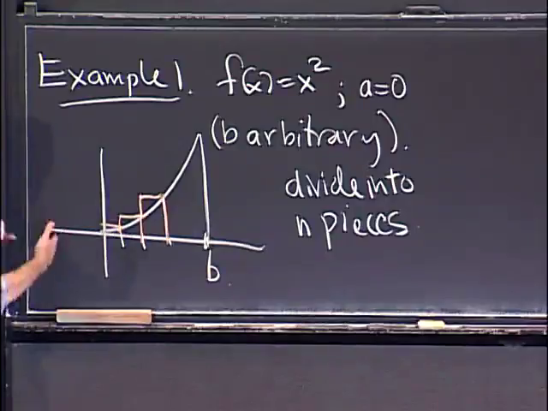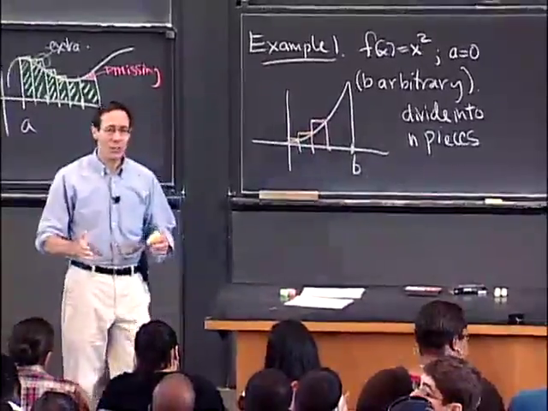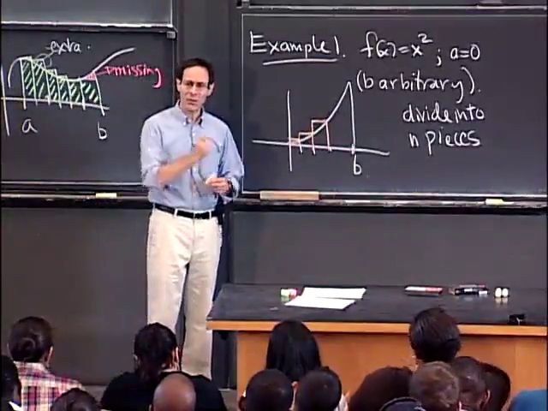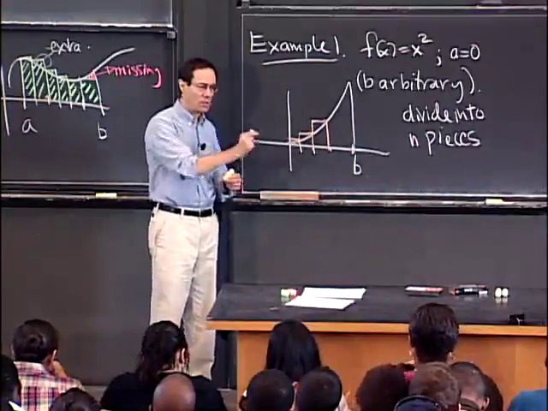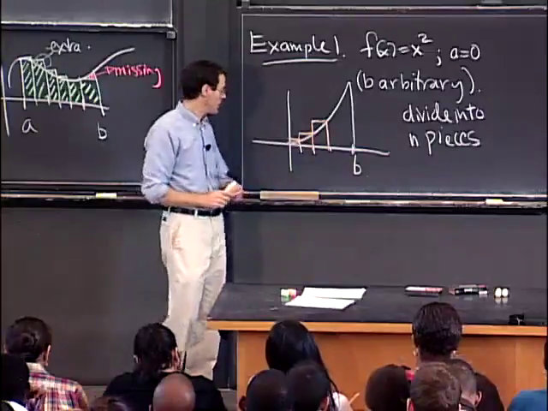And now I have to write down formulas for what these areas are. Now, there's one big advantage that rectangles have, and this is the starting place, which is that it's easy to find their areas. All you need to know is the base and the height, and you multiply and you get the area. That's the reason why we can get started with rectangles.